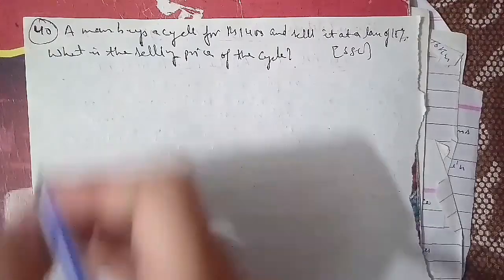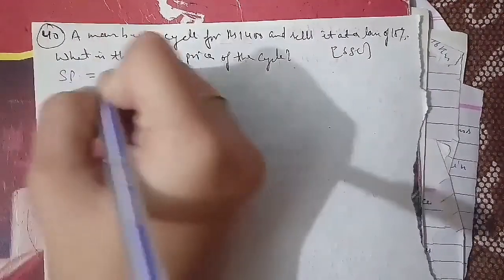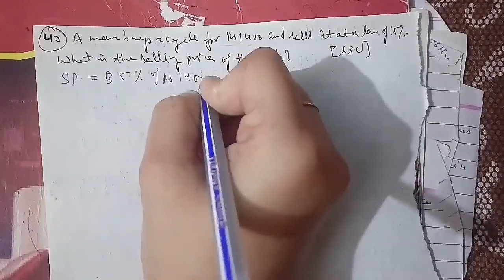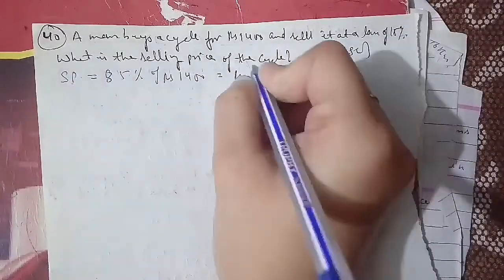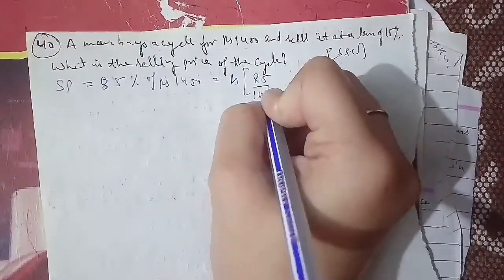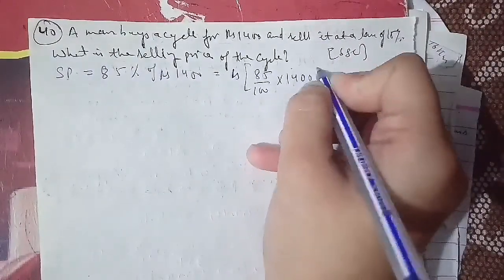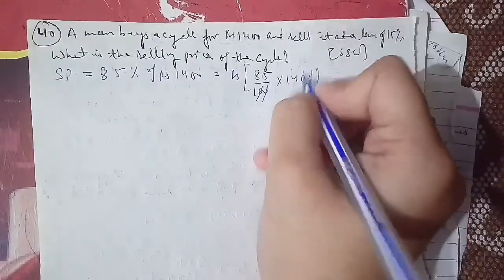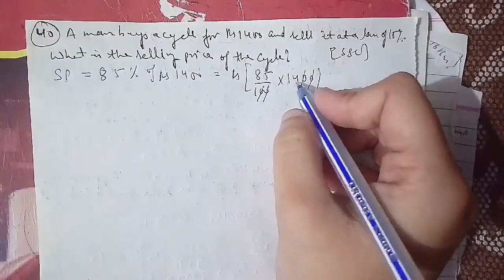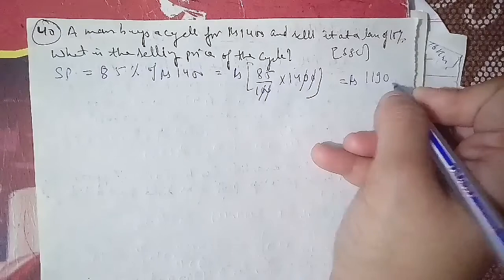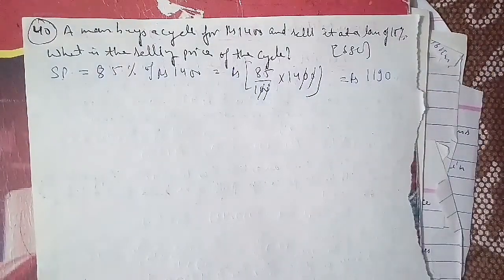So we find the solution here. The SP is 85% of rupees 1400, that is 85 upon 100 into 1400. Zeros being cancelled by zeros, 85 14s is rupees 1190. That will be the right answer for this question as well.